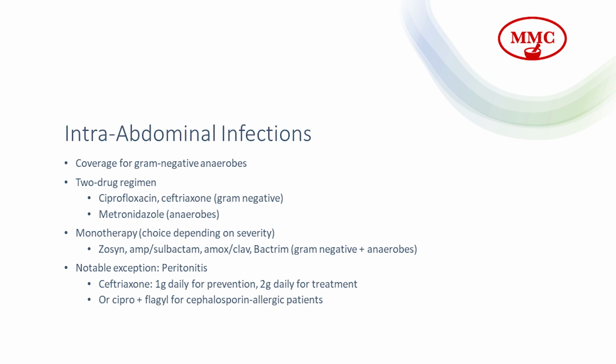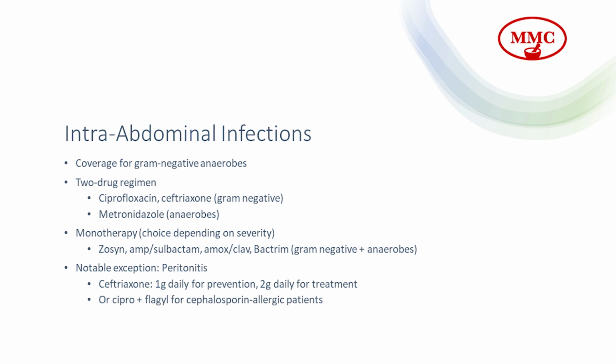So if they have a cipro allergy, use ceftriaxone and vice versa. Or you could just use monotherapy with one drug. It really depends on severity which one you want to choose. So you could lean towards Zosyn or Unasyn, Augmentin, even Bactrim. Those all cover gram-negatives and anaerobes.